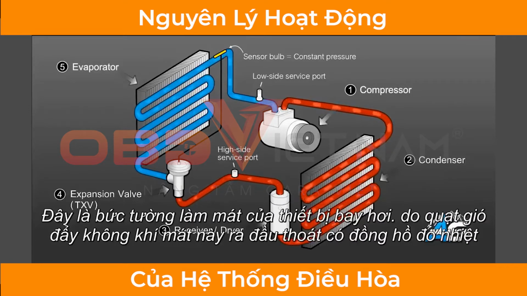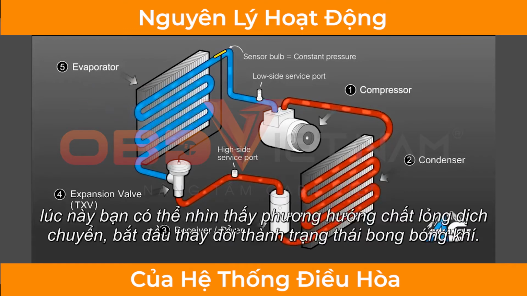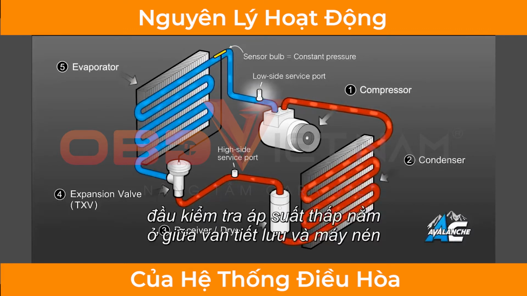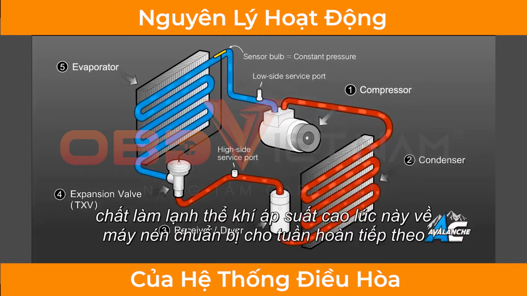This chills the walls of the evaporator, and the blower motor pushes this cool air through the vehicle's dashboard vents. As you can see, the liquid arrows turn back into a gas as indicated by bubbles. The low side service port is located here, between the expansion valve and the compressor. The low pressure gas then returns to the compressor for another cycle.